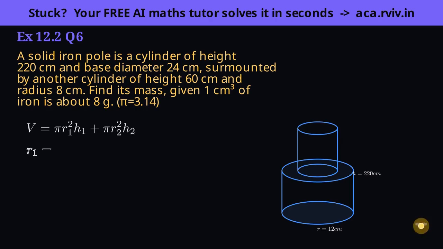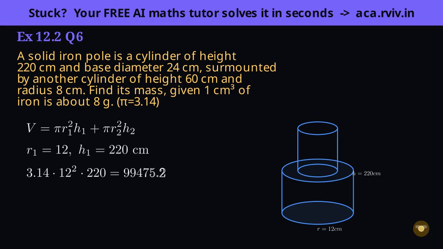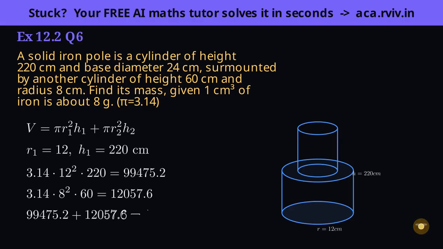The lower cylinder's diameter is 24, so its radius is 12, and its height is 220. Lower cylinder volume, pi r squared h with pi 3.14, 99,475.2 cubic centimeters. Upper cylinder volume, radius 8, height 60, 12,057.6. Add the two for the whole iron volume, 111,532.8 cubic centimeters.